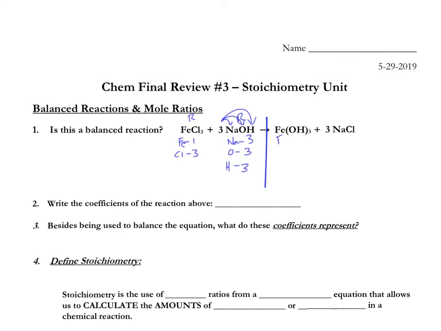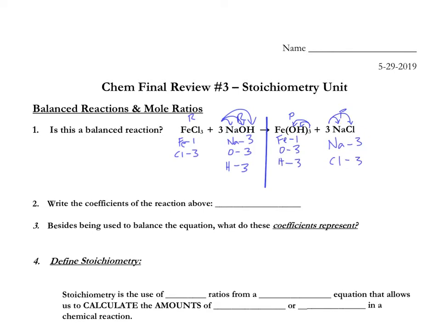I've got iron, oxygen, and hydrogen in my first product. The 3 only distributes to what's inside the parentheses. So I've got 1 iron, I've got 3 oxygens and 3 hydrogens. In my last product, I've got a coefficient that distributes to the sodium and the chlorine. So sodium's got 3, and chlorine's also got 3.